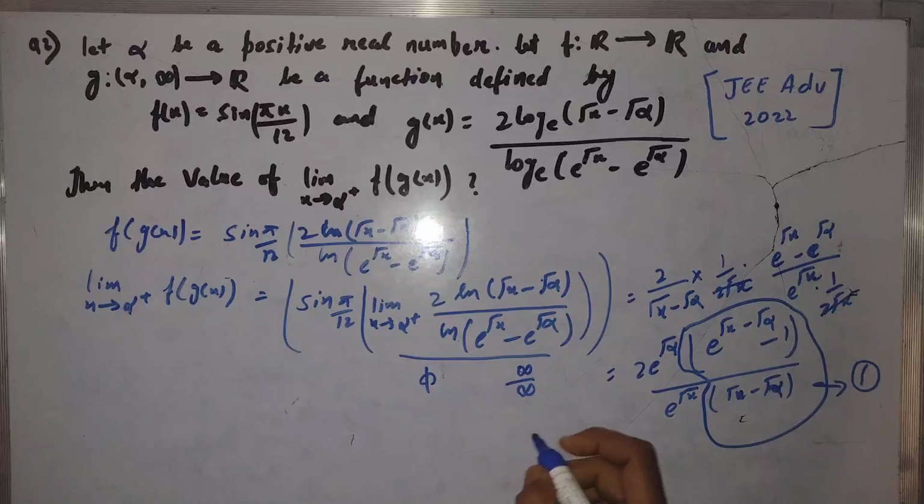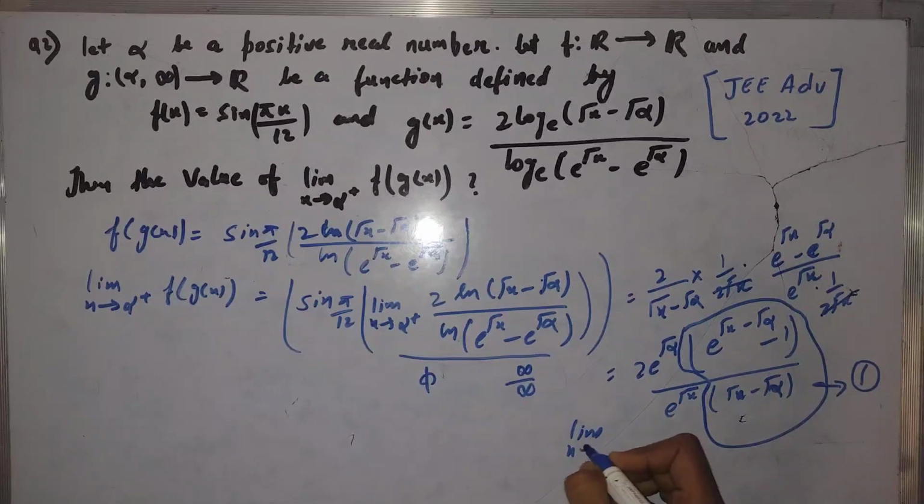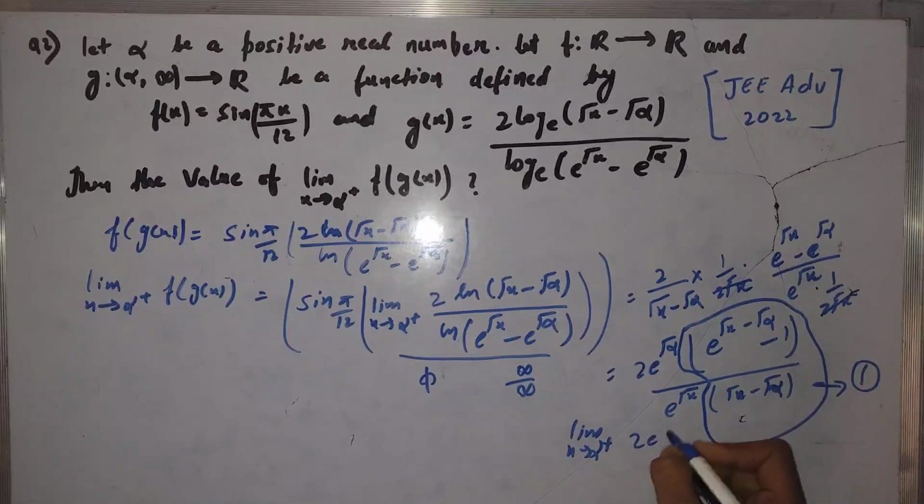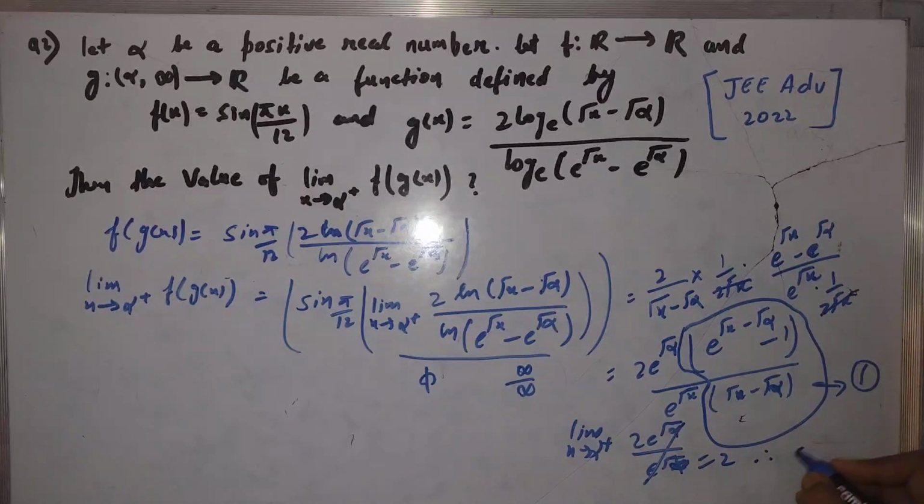Now this is the limit as x tends to α plus of 2 e^α √α upon e^√x. At x tends to α this also becomes e^α, so this cancels, and this becomes 2. Therefore we can see that φ equals 2.